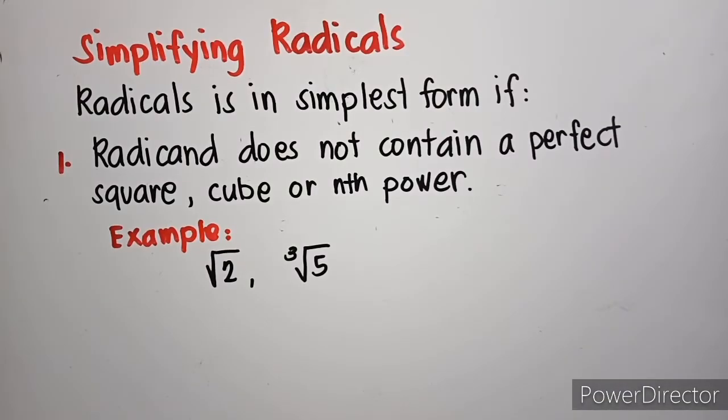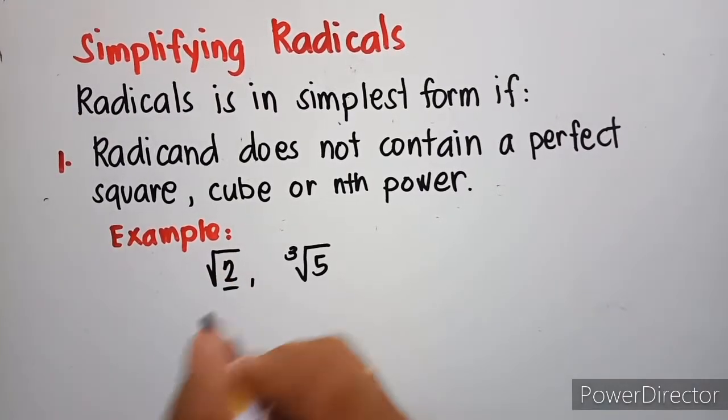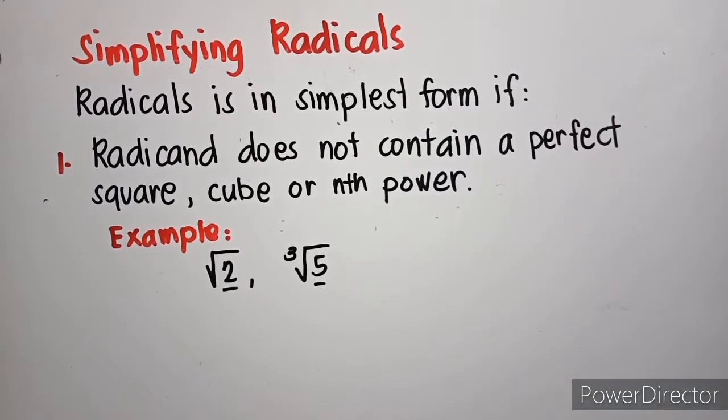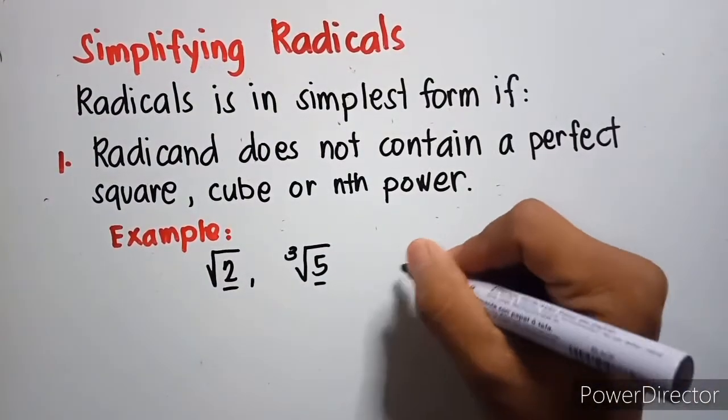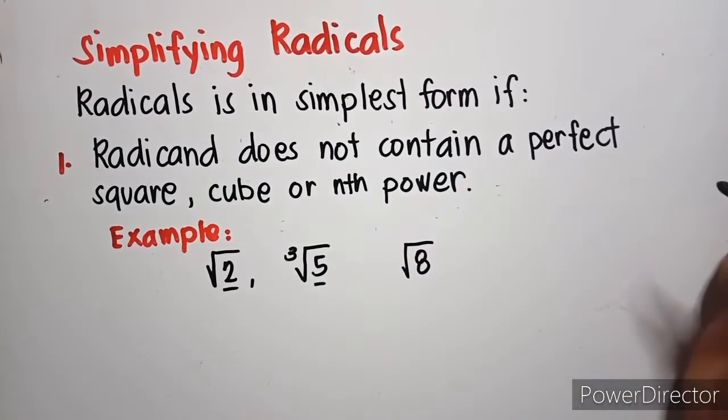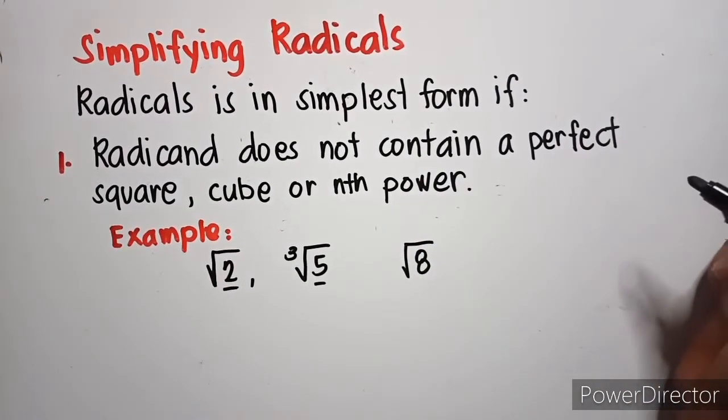Simplifying radicals. A radical is in simplest form if, number 1, the radicand does not contain a perfect square, cube, or nth power. Example, square root of 2 and cube root of 5. As you can see, wala tayong perfect square sa square root of 2, wala ring perfect cube ang 5. Ngayon, unlike halimbawa square root of 8.